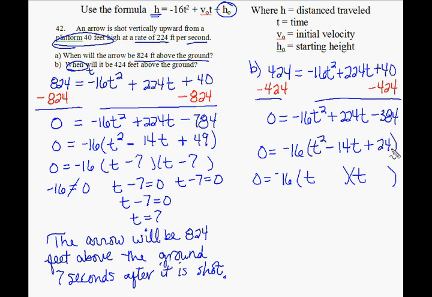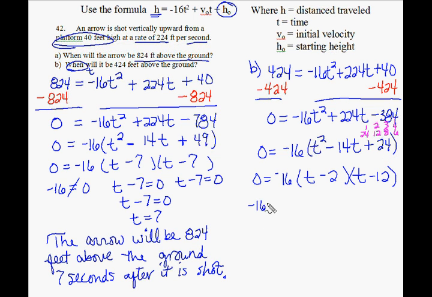Lots of possibilities for 24. We've been lucky in the past. We kept getting a perfect square. But with 24, we have a couple of choices. 1 times 24, 2 times 12, 3 times 8, 4 times 6. We're looking that when the signs are the same, both negative, that will end up with a negative 14. So I think we better go with that 2 and 12. A negative 2 and a negative 12. That gives us negative 14. The negative 2 times the negative 12 is positive 24.